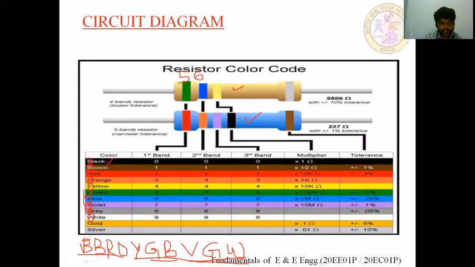Next, the third is yellow. Yellow means 4. The third band is considered as the multiplier band. So that's why the value of this multiplier is always written as a power of 10. For example, yellow means 4, so you have to write this number 4 as a power of 10. Here it is 10 to the power 4.